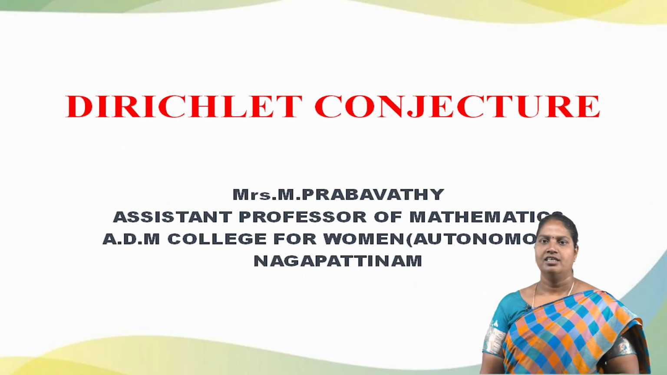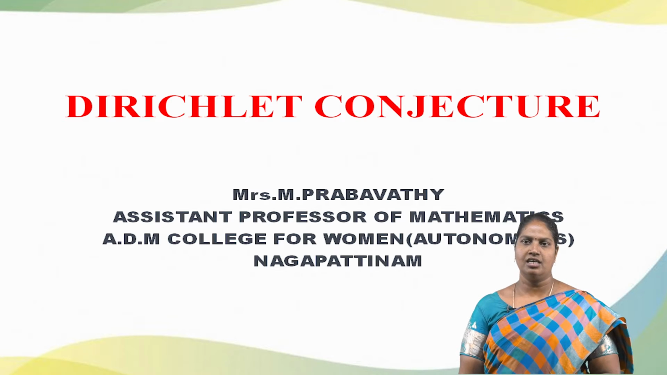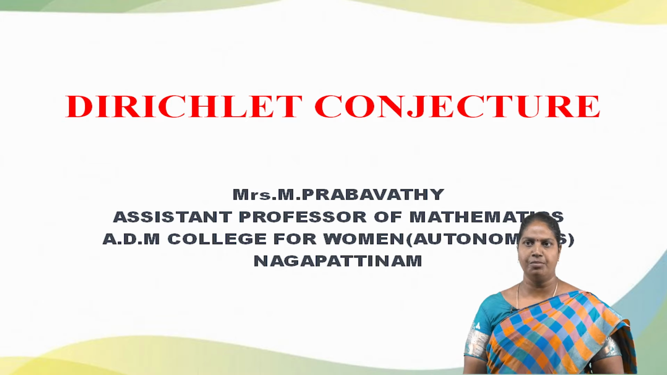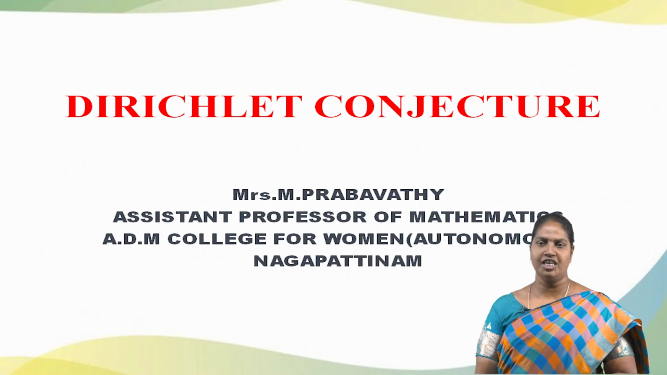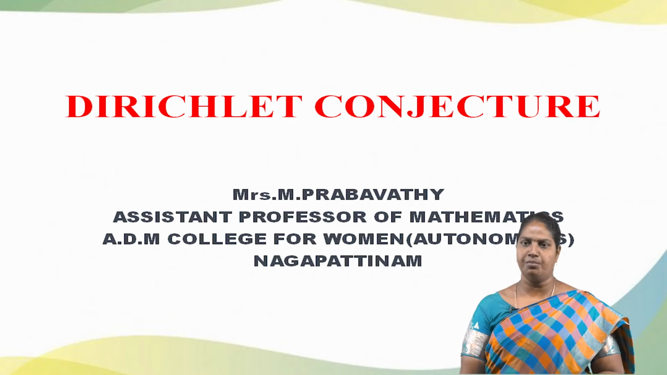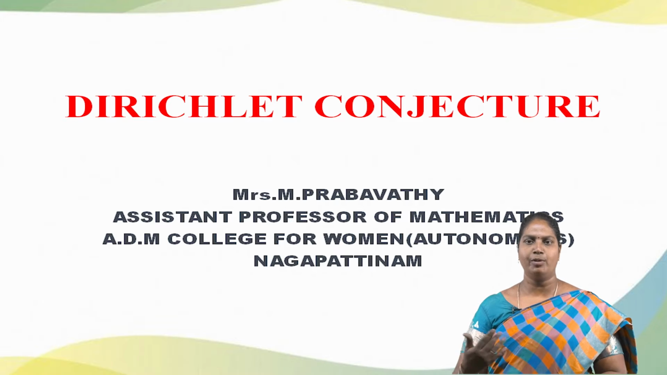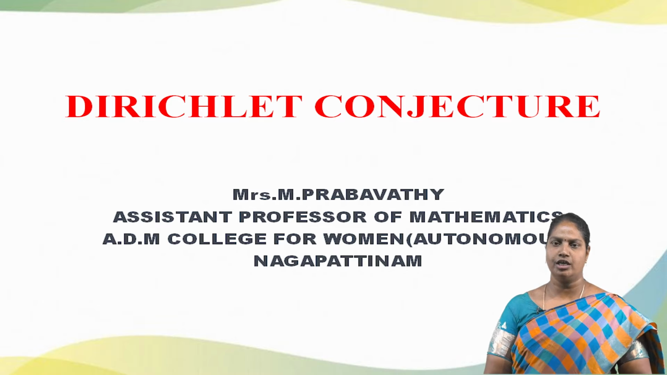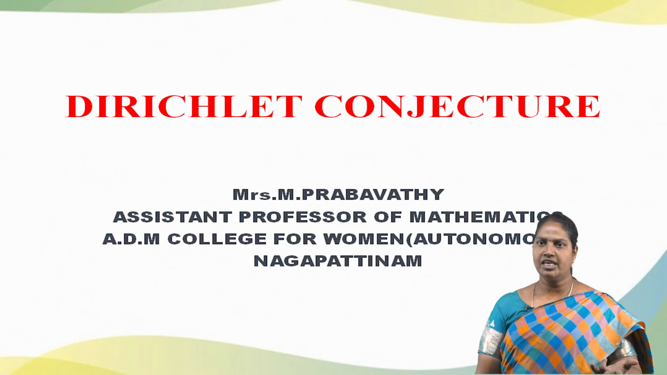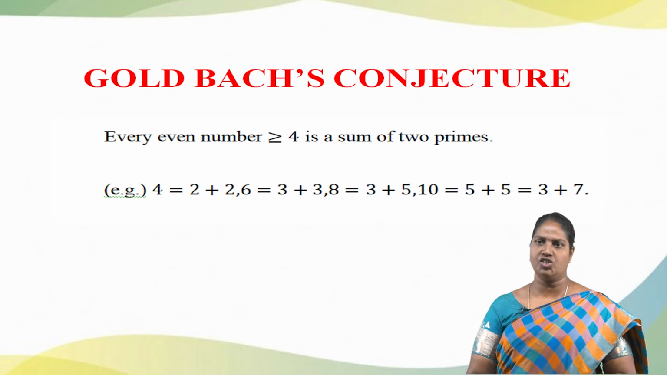Hi everyone. We already saw two modules regarding number theory concepts such as basic concepts, prime numbers, composite numbers, and in the last module we have seen famous conjectures in number theory and how prime numbers are distributed among natural numbers. Today we are going to see about the Dirichlet conjecture, and first we will explain Goldbach's conjecture.